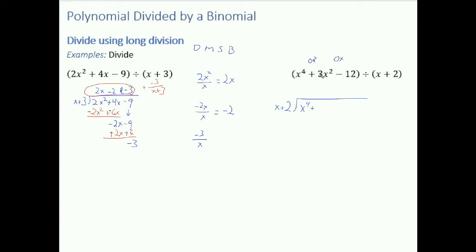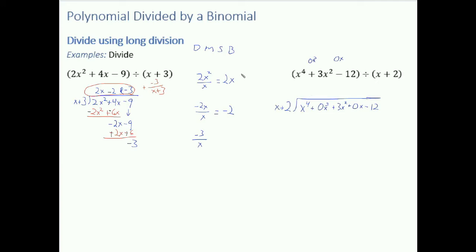So we can either leave a space or write the zeros in there. I'm going to go ahead and write the zeros in there. There's 0x cubed, which seems unnecessary to write, but you'll see as we move forward that it's nice to have there for like terms. We also have no x's, so we can put plus 0x, and then we have minus 12. And we'll extend the division sign here, and we'll go ahead and work through this.